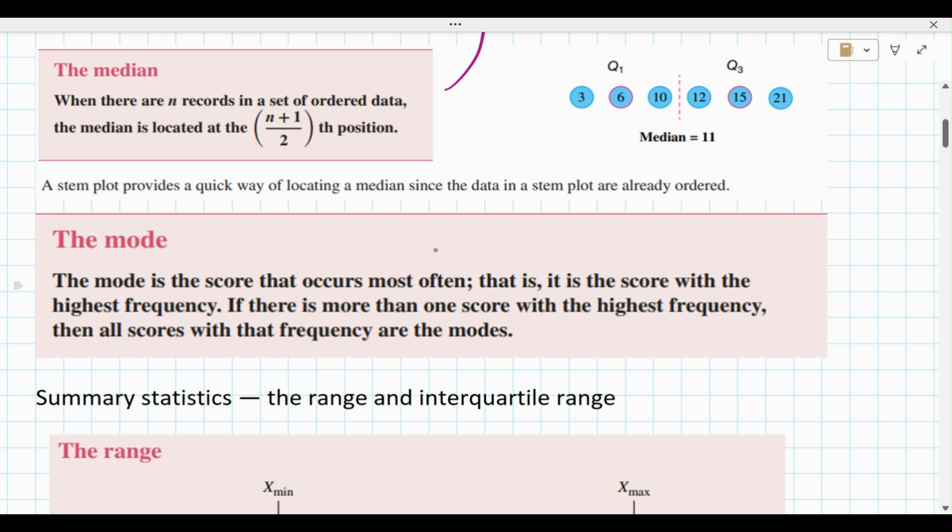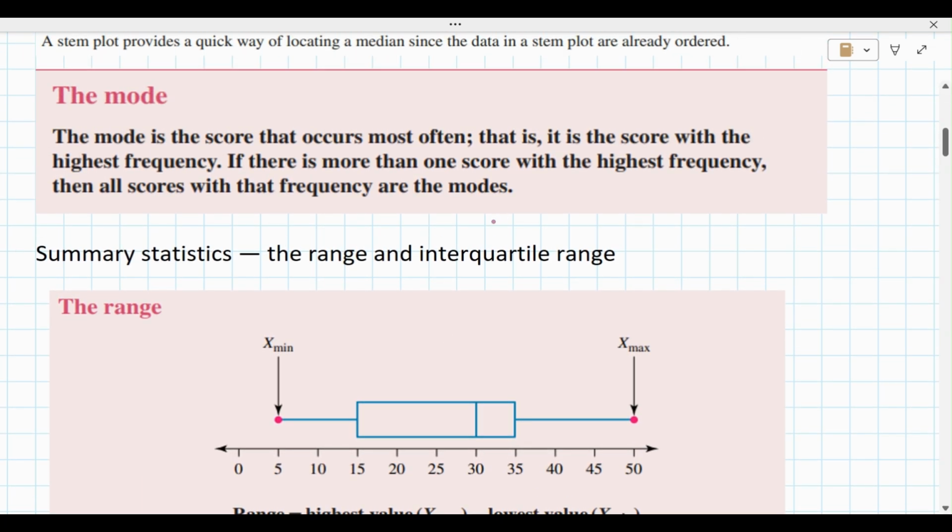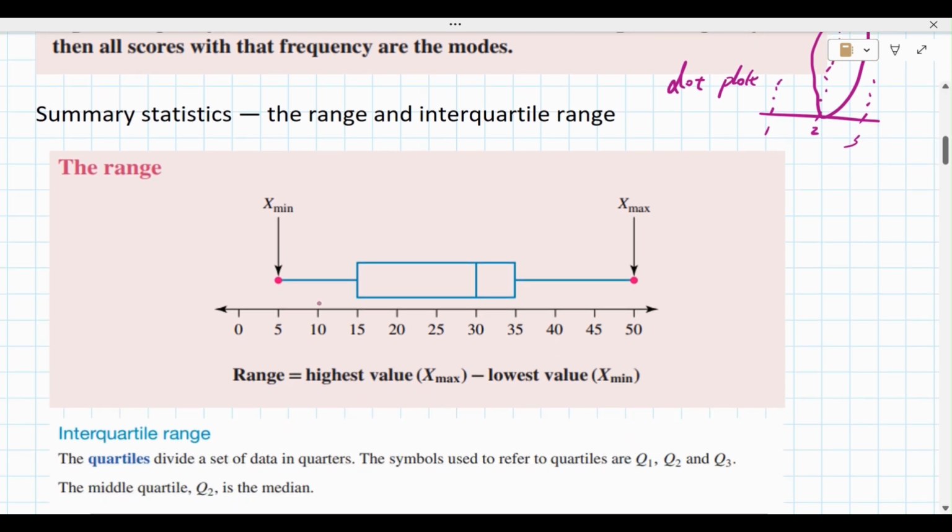All right, the mode. The mode is the number that happens most often, the highest frequency. For example, a dot plot will help you remember. If you had 1, 2, 3, and that's all the data like that, you can see the mode will be 2. Hopefully that makes sense.